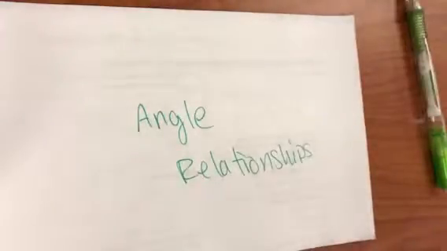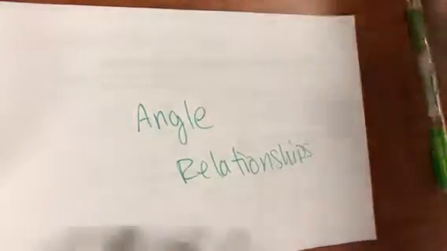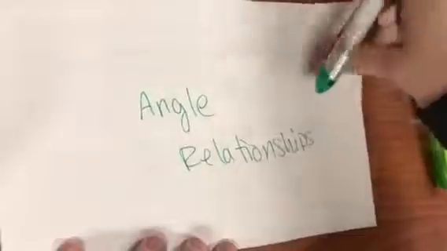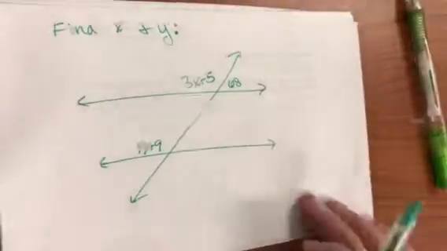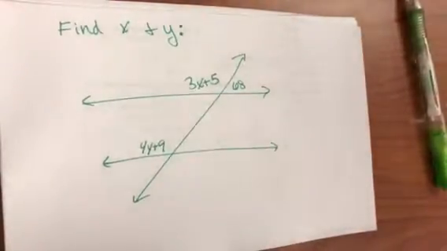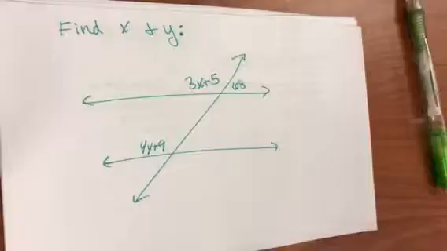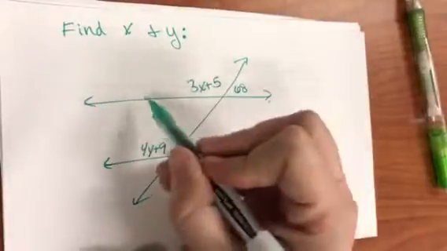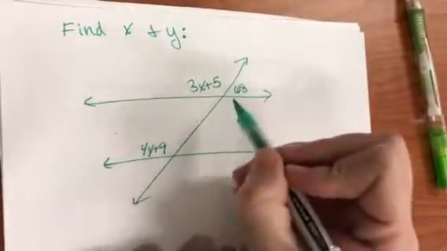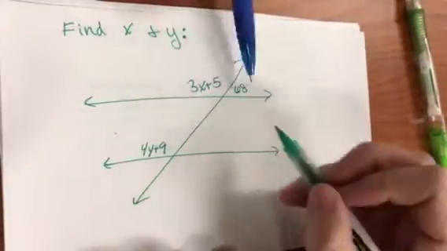Okay, let's talk angle relationships. I have this cut by transversals, and now I have to figure out what x and y are. Start with facts. We know that every straight line equals 180 degrees, so this straight line equals 180. That means whatever this is plus that equals 180.